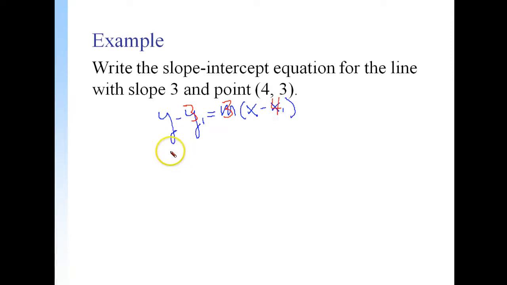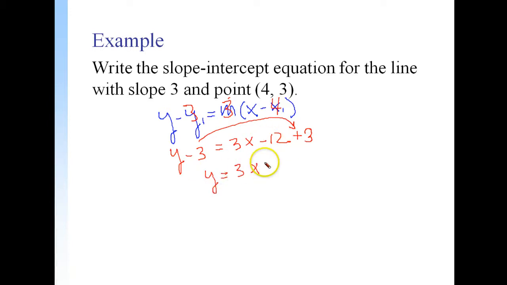All right, let's go on. So we have y minus 3 equals 3x minus 12, just distributing. And now we'll transpose that. This becomes a positive 3 on that side. So we now have the equation y equals 3x minus 9.